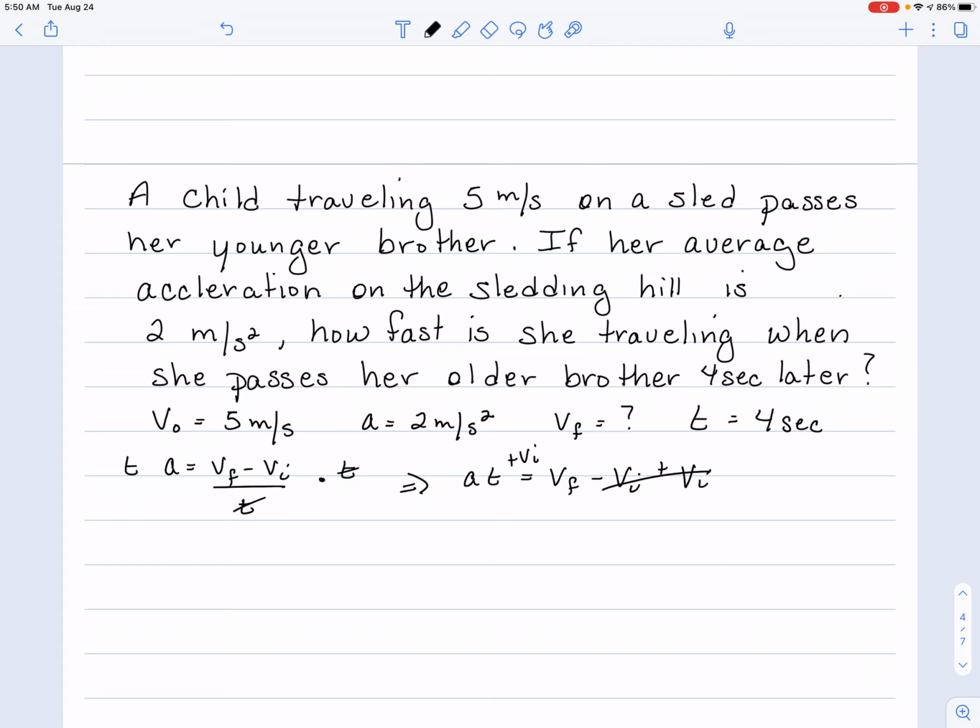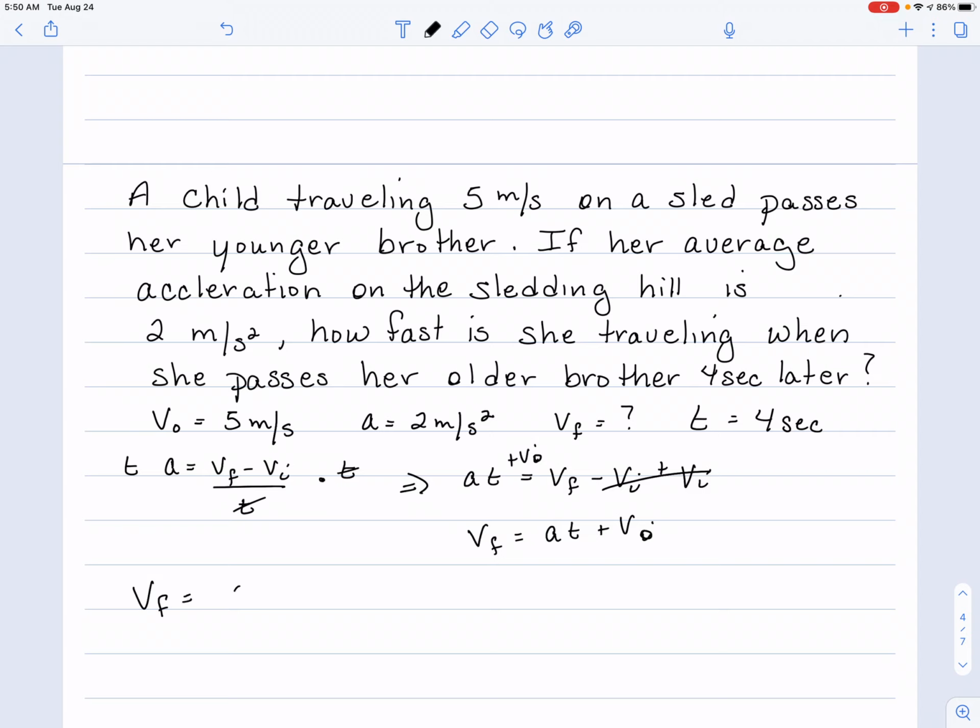VI's are going to cancel, and so we have VF equals AT plus VI. And I'm sorry, but I switched to VI instead of V0. VI is simply just V0, so I'm going to go ahead and put V0. I'm used to using VI for initial. Your book chooses to use V0 as initial. So now we can fill in with our numbers.